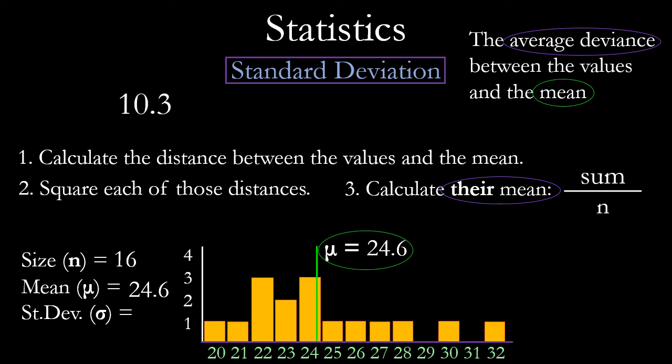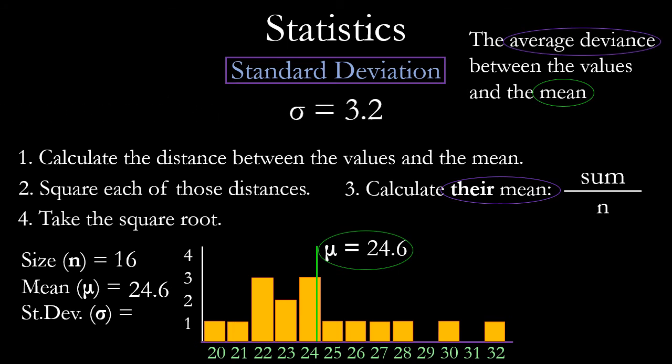Now, notice we did square some numbers, so what we're dealing with here is sigma squared. This is always called the variance. The sigma squared is 10.3. And all we have to do to get our standard deviation, which is simply sigma, is take the square root of 10.3. We take the square root of both sides of this equal sign, and we end up with a standard deviation of 3.2. So this is our standard deviation right here.